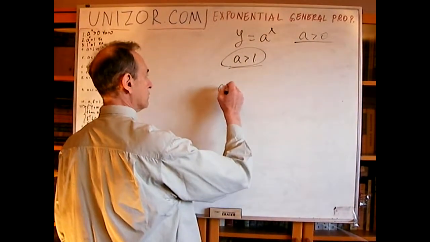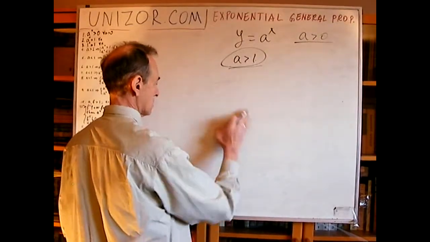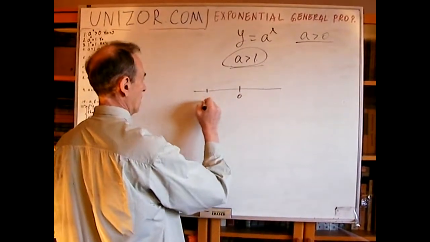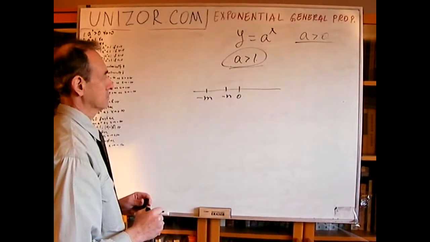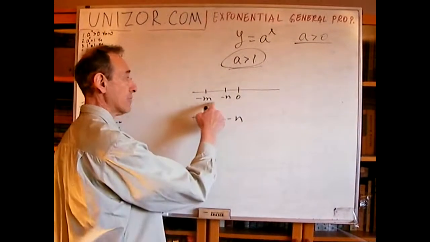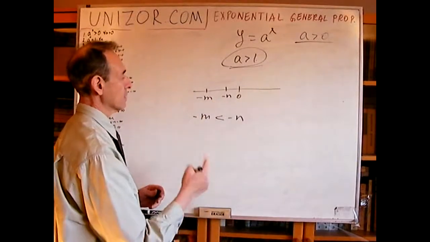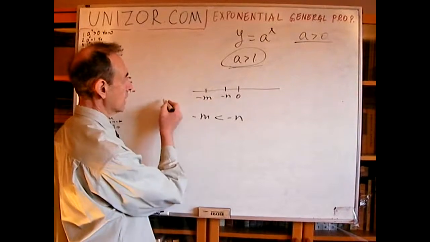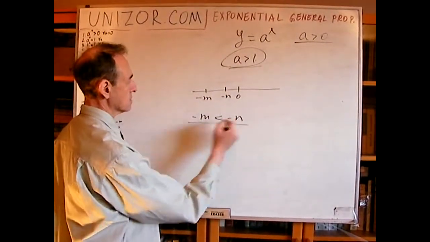Let's say I have minus m. Well, let's first do this. This is minus m, and this is minus n. So minus m is less than minus n. Now m and n are positive numbers. That's why I put minus in front of them. M and n are natural numbers. And since this one is to the left of this one, this is the relationship.